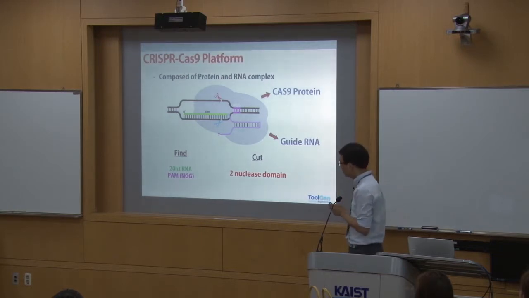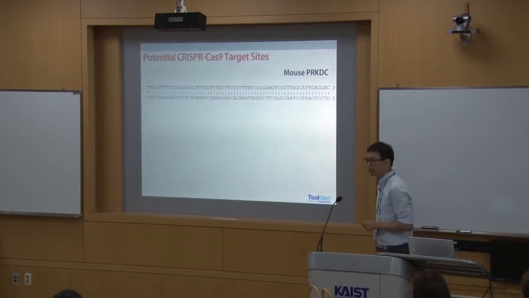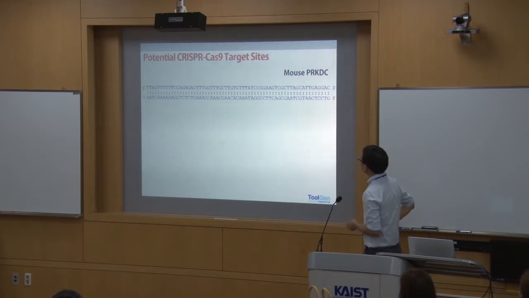Now, the reason why I introduced all those details is, again, we want to do a little bit of an experiment here. So let's say we want to cut a gene called mouse PRKVC.